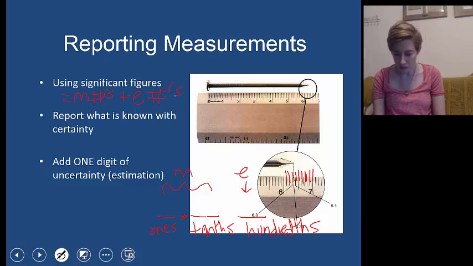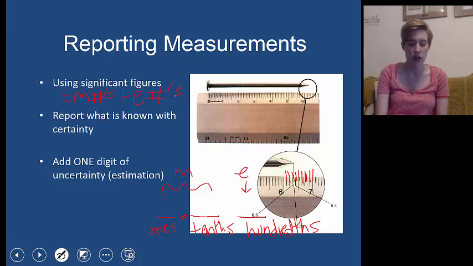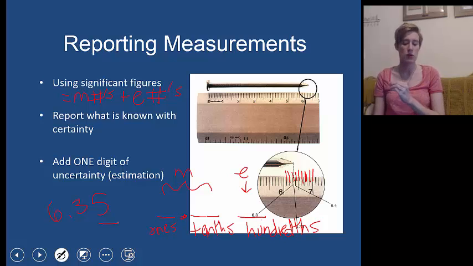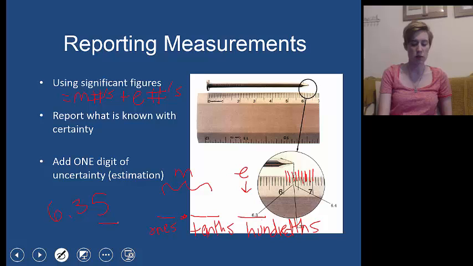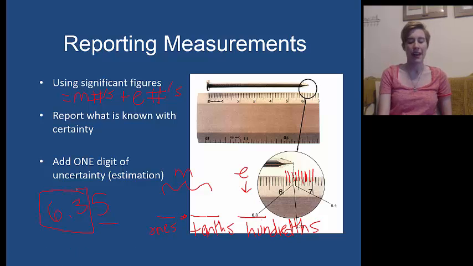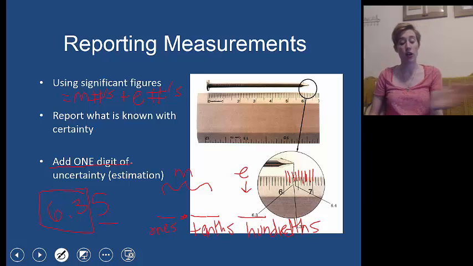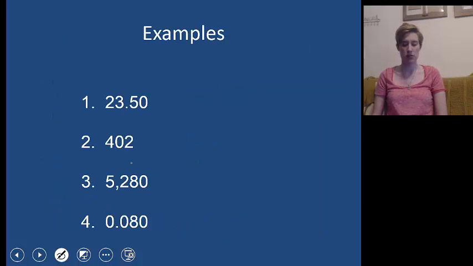So for this nail, it looks like it's in between 6.3 and 6.4. So I might put 6.35 as my number. Remember, 5 is what I estimated. 6 and 3 were measured. So you report what's known with certainty, and you add 1 digit of uncertainty, which is your estimation. Okay, but all 3 of them are significant numbers.